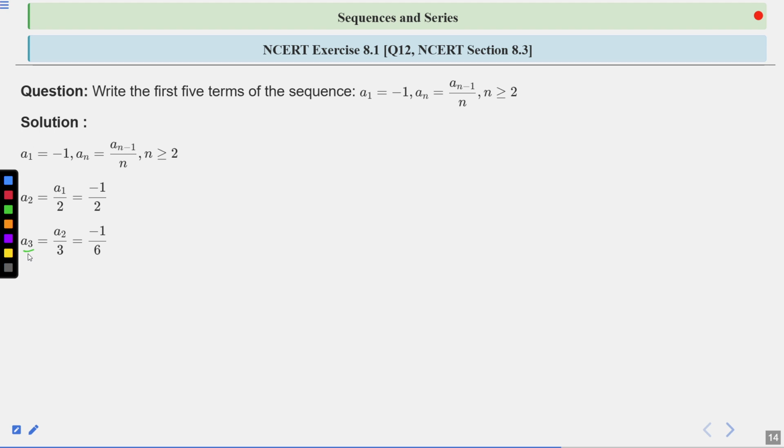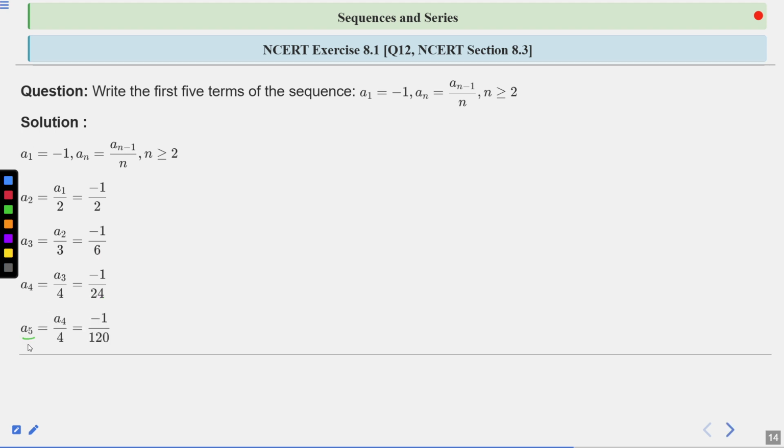Now A3. Using the rule, A3 is A2 by 3, which is simply minus half. So using the A2 value, we'll get A3, the third term, as minus 1 by 6. Now A4. A4 using the rule is A3 by 4. Now using this value A3 as minus 1 by 6, we'll get the fourth term as minus 1 by 24.